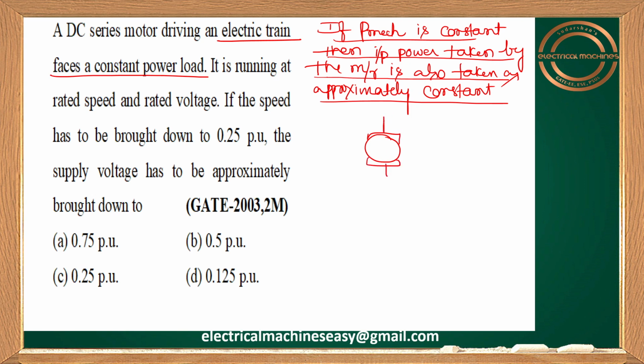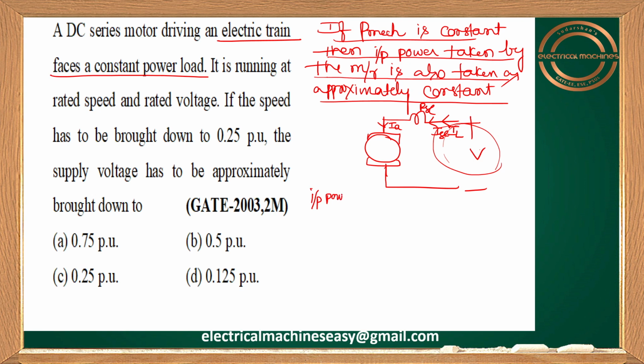Generally, a DC series motor will look like this. The armature is here, and the series field winding is connected in series with the supply. The applied voltage is V, with currents IL, ISC, and IA, and series field resistance RSC. Can you please tell me what the input power taken by the motor is here? I can write V into IL, or V into ISC, or V into IA also.